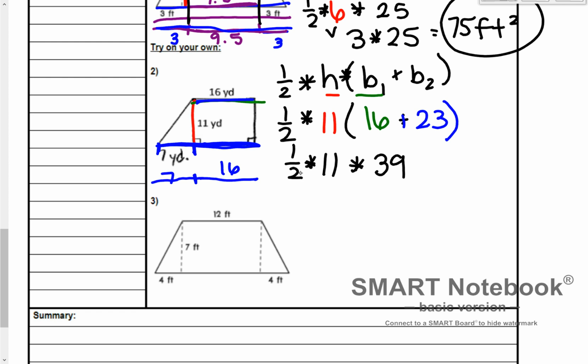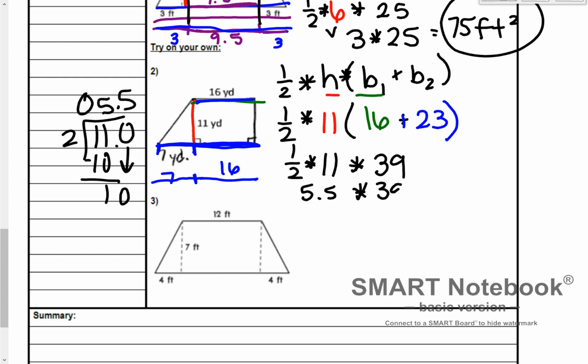One half of 11 is 5.5. Again, if I didn't know that, I could take 11 divided by 2. Add decimal, bring a 0 down. 5.5 times 39. At this point, I would also stack those. So 39 times 5.5. When I multiply, I do not need to line up decimals because remember, I just count how many numbers are after the decimal and move it in at the end.